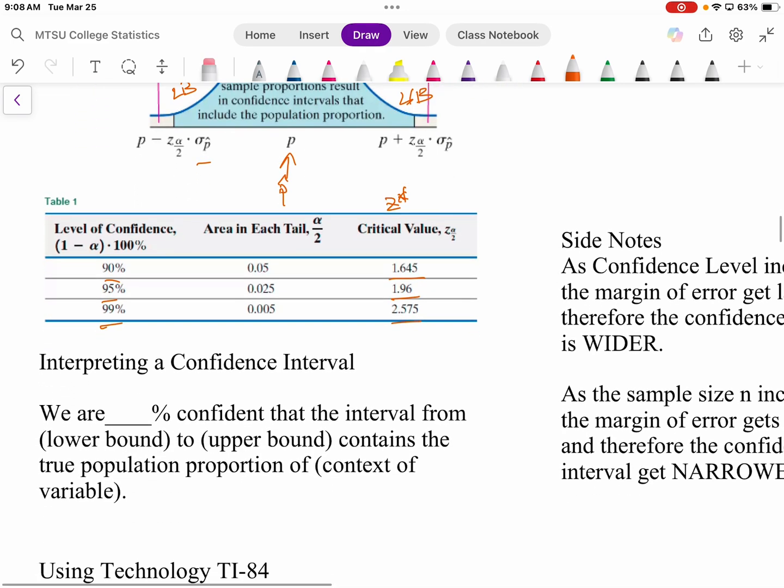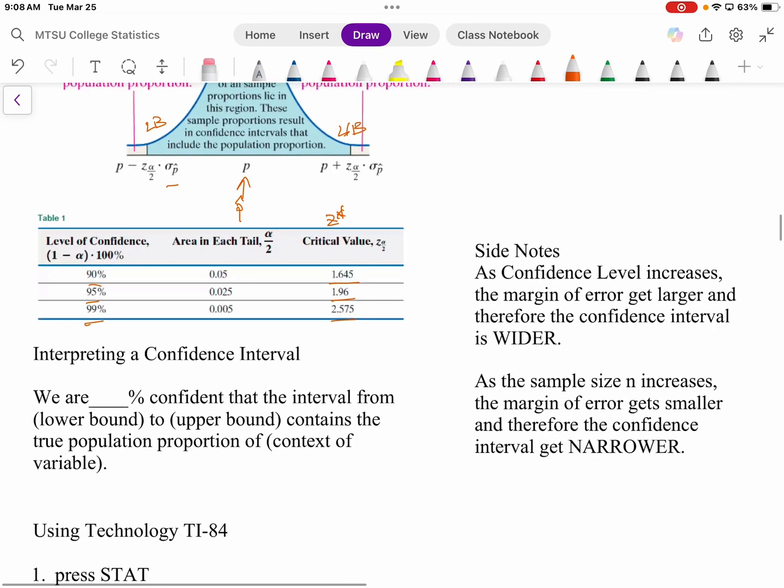Again, we're going to get practice here in a moment of doing that. I put a little side note over here. When we talk about confidence intervals, as the confidence level increases, the margin of error gets larger, and therefore the confidence interval gets wider. If the sample size N increases, the margin of error gets smaller, and therefore the confidence interval gets narrower. So we get closer together for the upper and lower bounds.